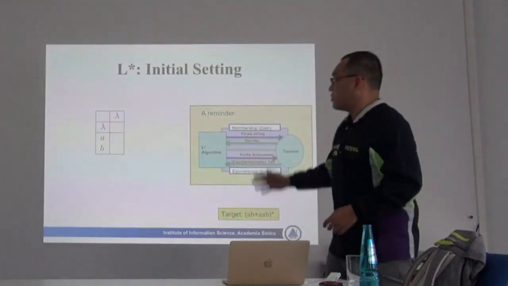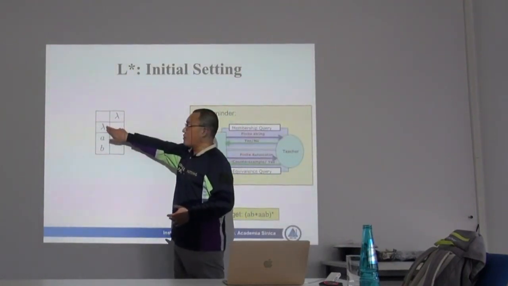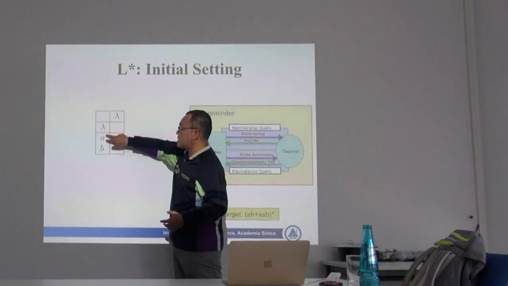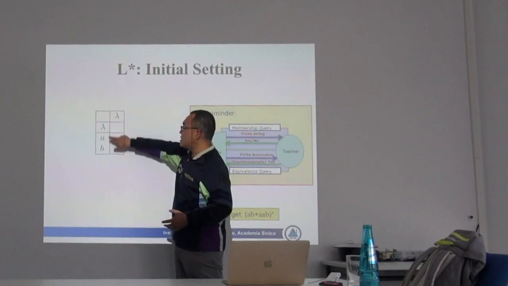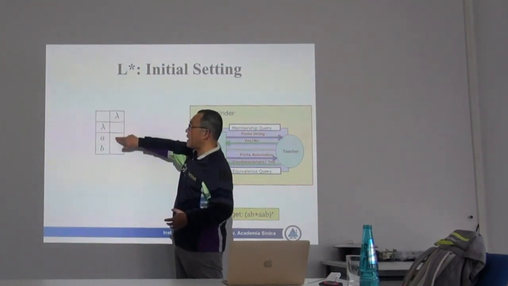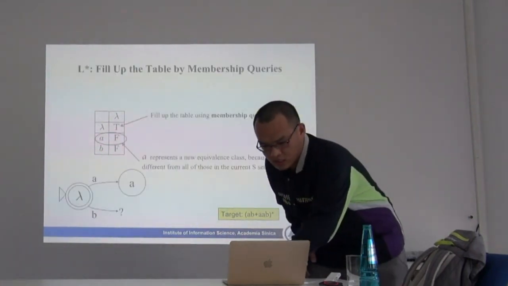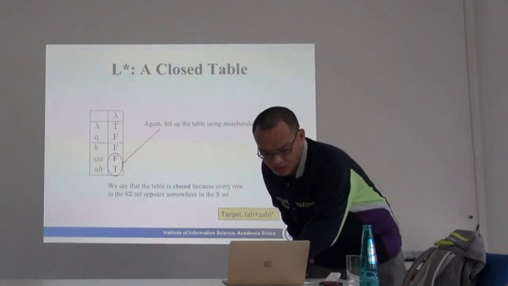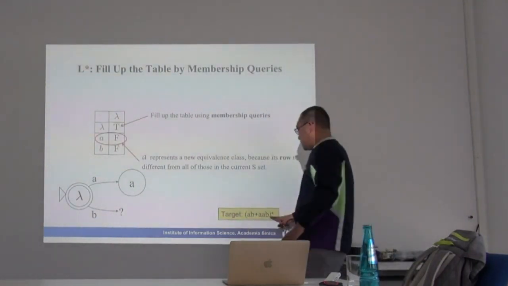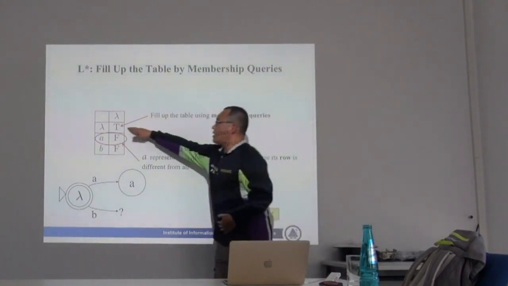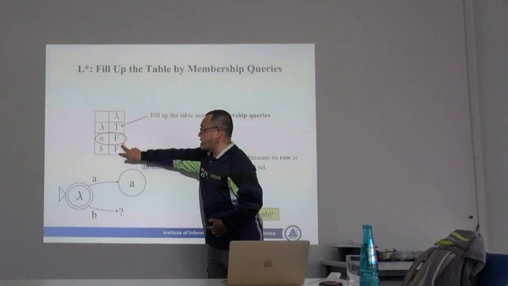Initially the table will look like this. We have lambda as the initial state, and we want to check what will be the next state of lambda, assuming that the alphabet symbols are just A and B. So this is the initial table, and we fill in the table by posing membership queries. Lambda is in the language, so we have true there. A is not in the language, so we have false here. B is not in the language, so we have false here.